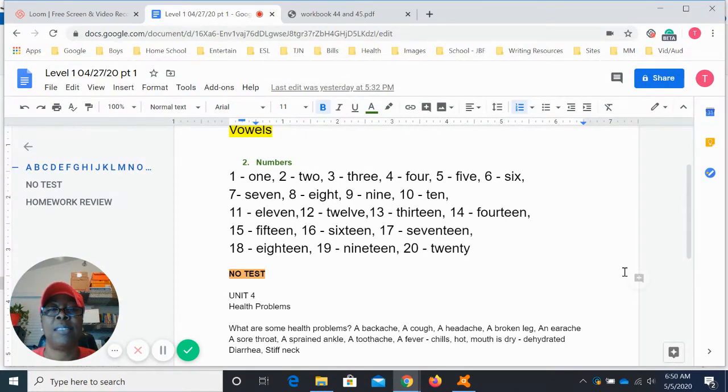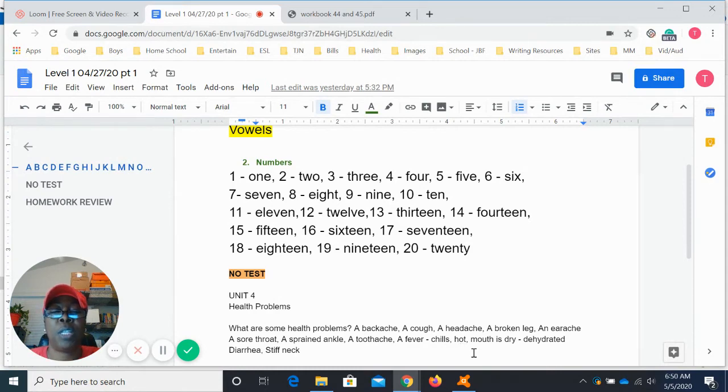And so you would want to say what you have. And you would say, I have a backache, or I have a cough. I have a headache. Now, if you have a broken leg, the doctor should be able to see it. But a broken leg is something you can have. An earache, a sore throat, a sprained ankle, a toothache, a fever.